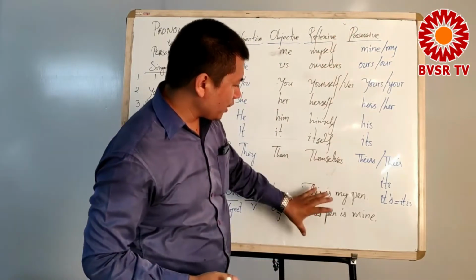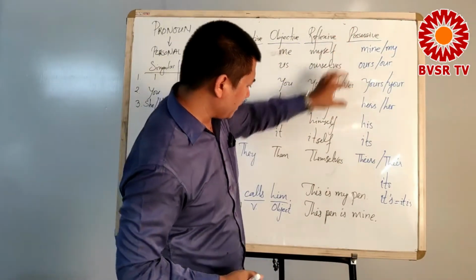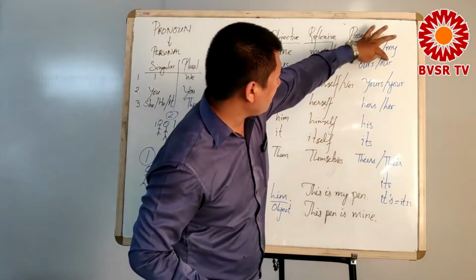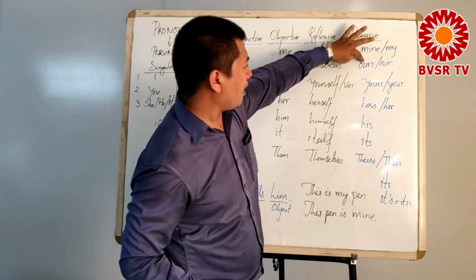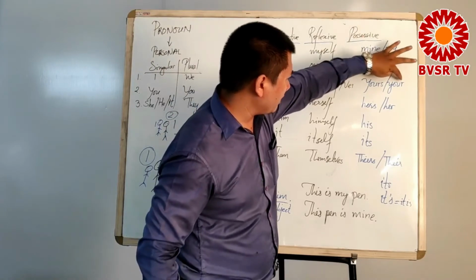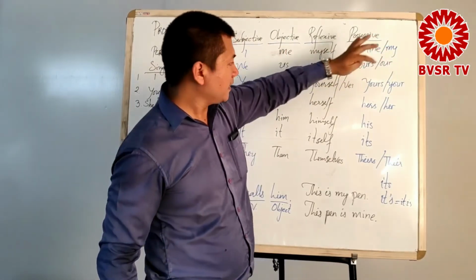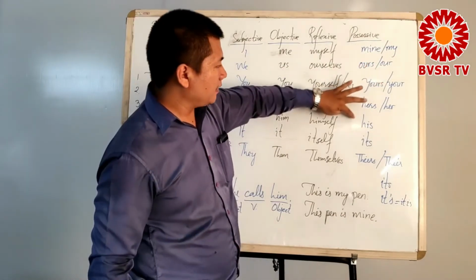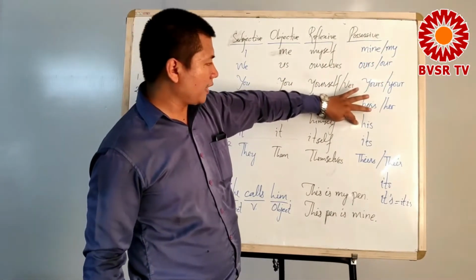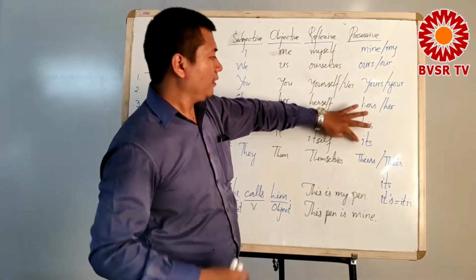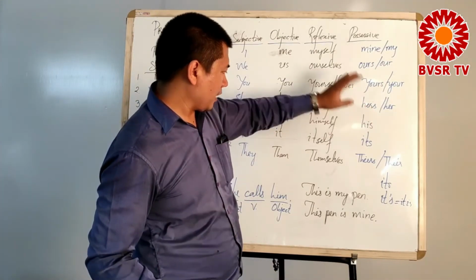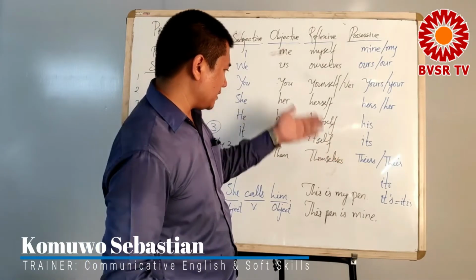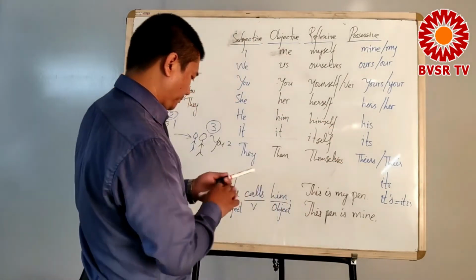At the same time, we can use this for all the others. For example, this is our pen. This pen is ours. This is your pen. This pen is yours. This is her pen. This pen is hers. This is his pen, or this pen is his. For it, we cannot say this pen, but for its, we can make another sentence.